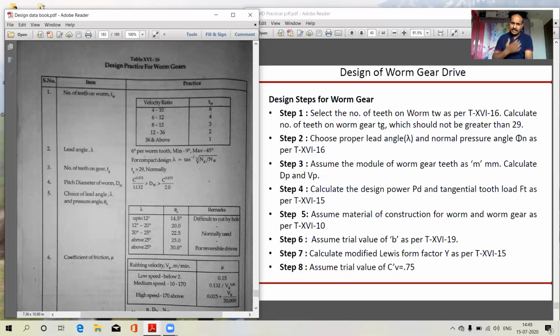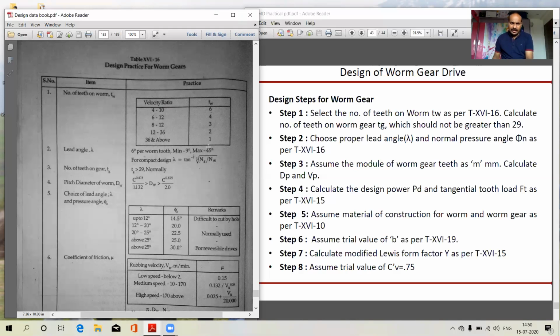Now once you select the teeth on worm, that is TW, the next step is to choose the proper lead angle and normal pressure angle. You already learned in the theory class what lead angle means, and pressure angle is very important from the gear point of view.